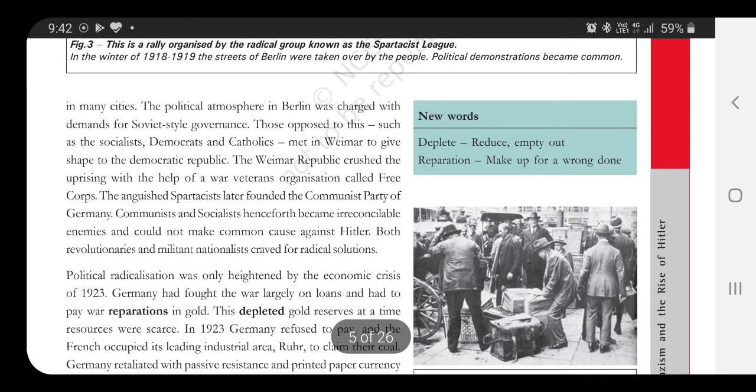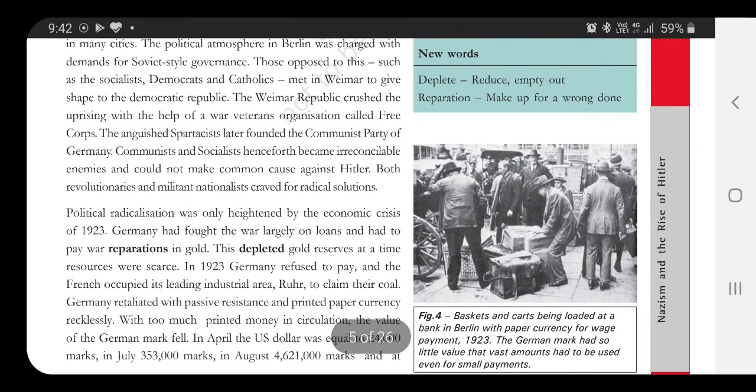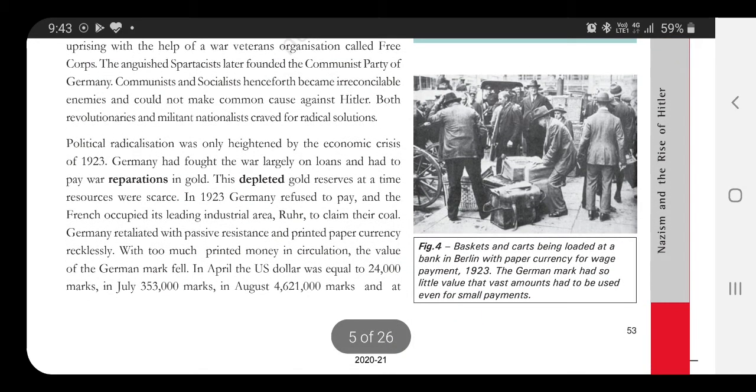established in many cities. The political atmosphere in Berlin was charged with demands for Soviet-style governance. Communists and socialists henceforth became irreconcilable enemies and could not make common cause against Hitler. Both revolutionaries and militant nationalists craved radical solutions. Now people started longing for a complete change in the government. They were not at all satisfied or happy with the Weimar Republic. They wanted a dictatorship.